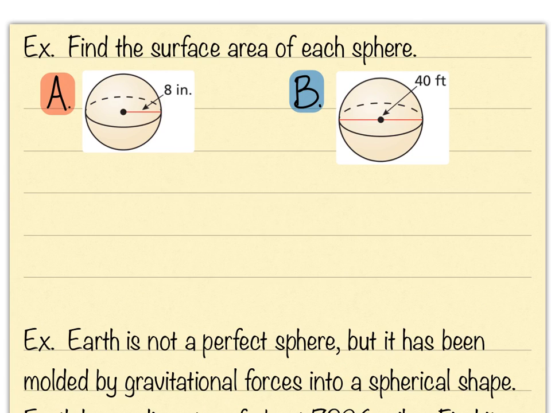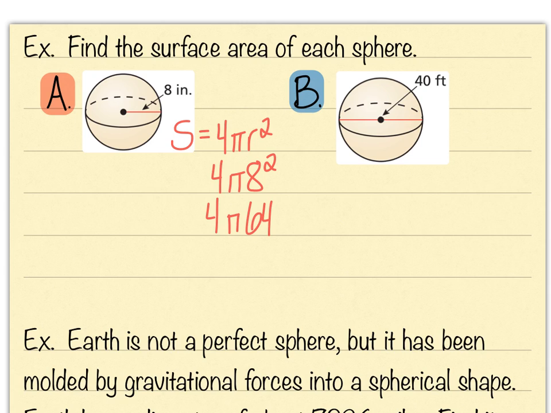All right, so let's practice that. It's a pretty easy formula. Let's see what we can do here. For example A, we have a sphere with a radius of 8. So our surface area formula is 4 pi r squared. And so we're going to just plug in 8 for r. Now remember, you do have to square the 8 before you multiply it by 4 pi. And so that's going to be 4 times 64 times pi. And then 4 times 64 is 256 times pi.